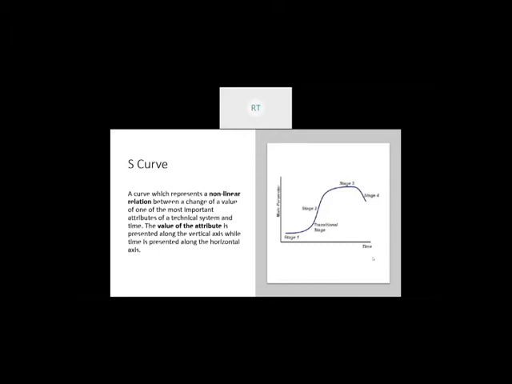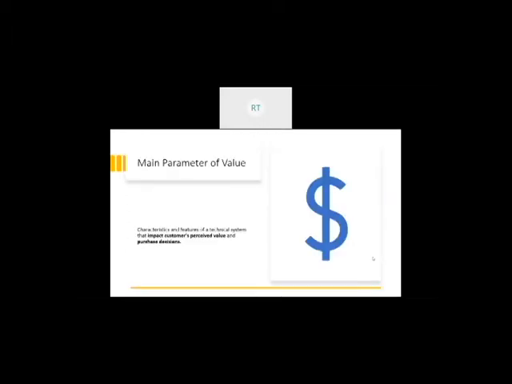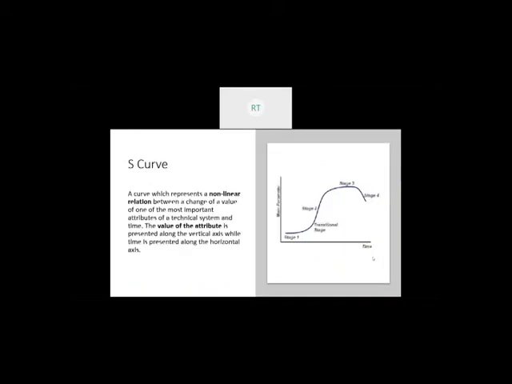So the value of the attribute is of utmost importance when we study the S-curve, because the S-curve gives the relation between the value of that attribute, how the attribute has been performing over the years, since the other axis is the time axis. On the graph, you see something written as main parameter. Now this value of attribute in TRIZ terminology is called the main parameter of value.